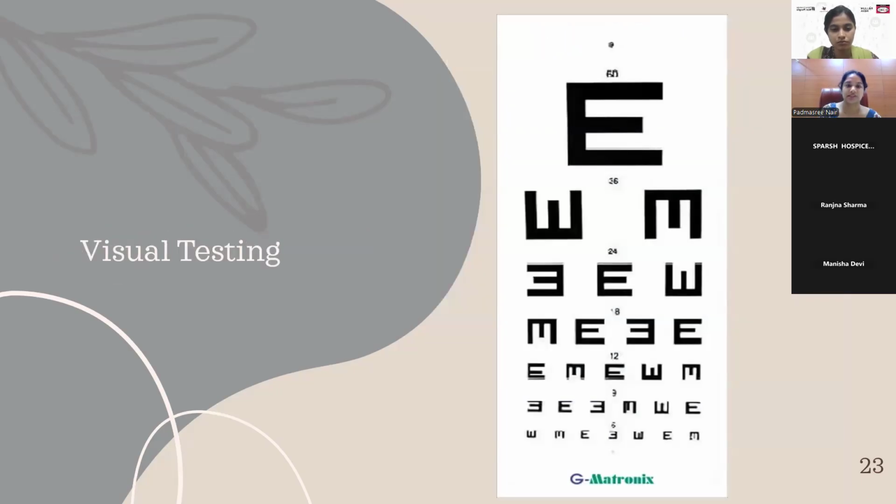Coming to the visual testing, what we usually use is the Snellen's test. If the person is illiterate, then we prefer using the E chart, as you can see here. Here, we only ask them to tell us which direction the arms of the E are pointing to, whether it's to the right, to the left, whether it's up or down.